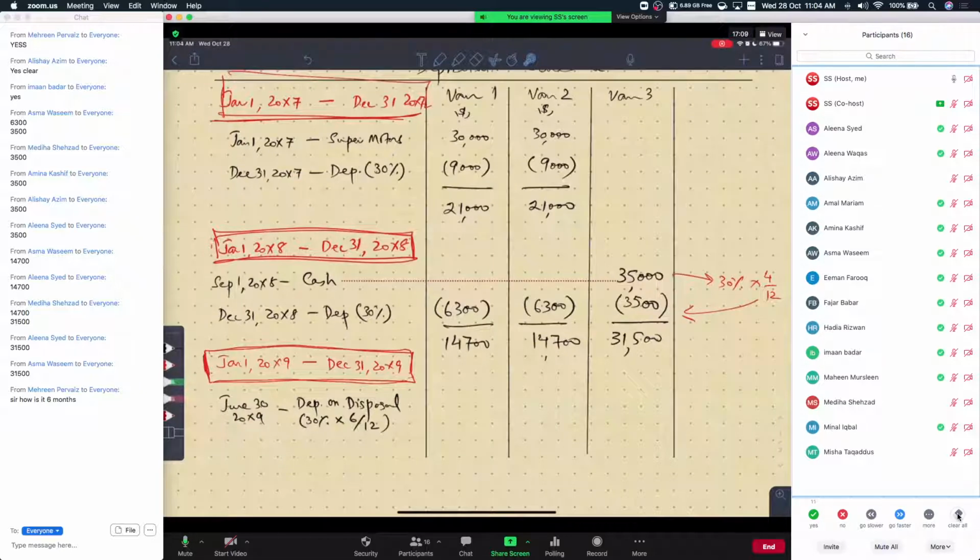Marine, do we understand? It's 6 months if you calculate from 1st of January 20x9 to 30th of June 20x9. And if you do understand, then give me a value. What value should be here, over here?